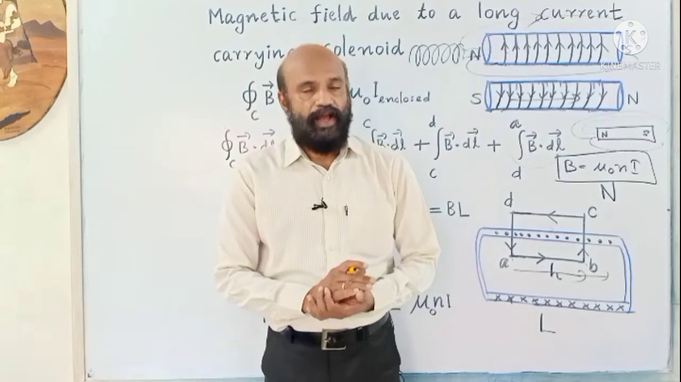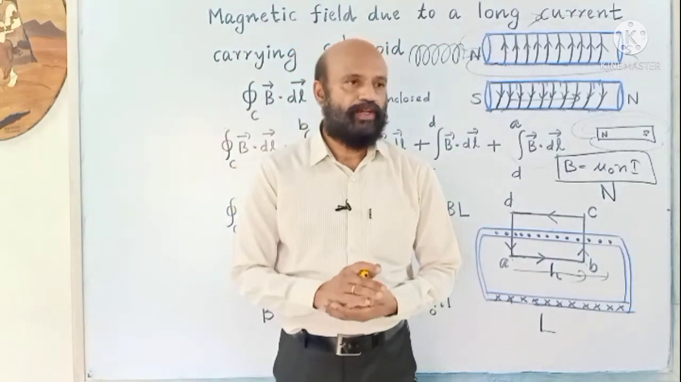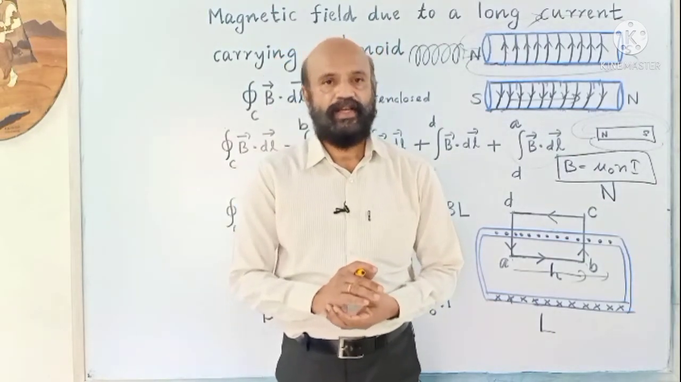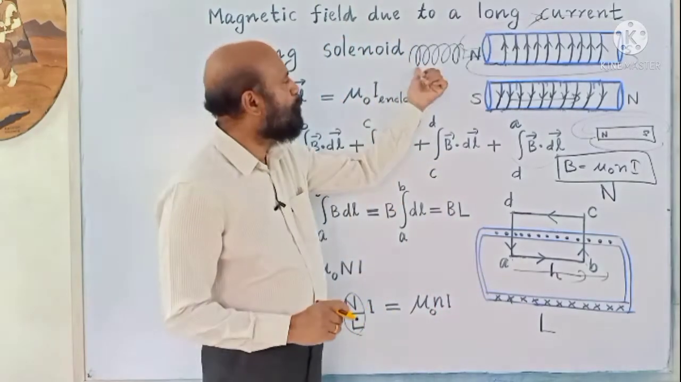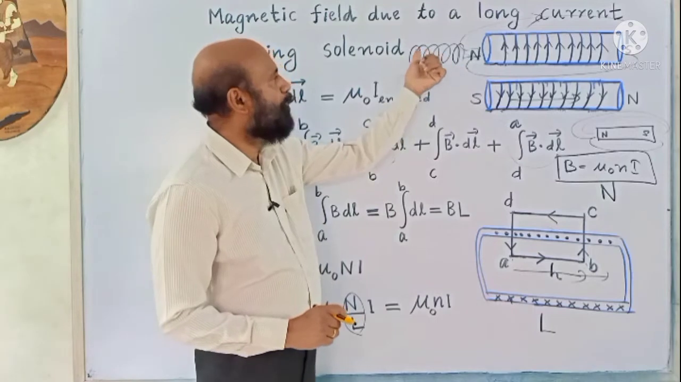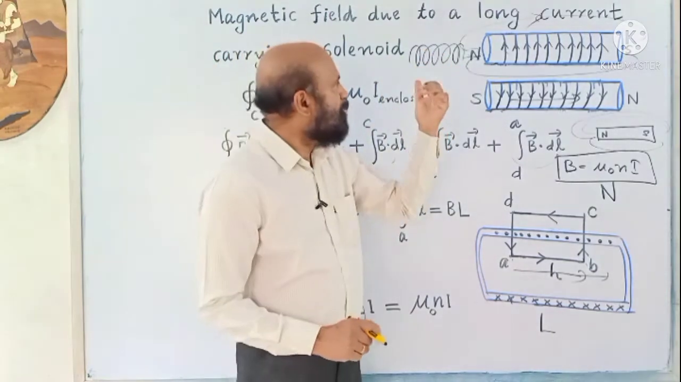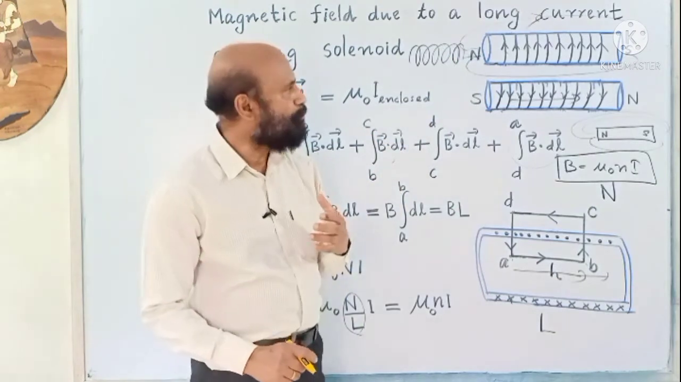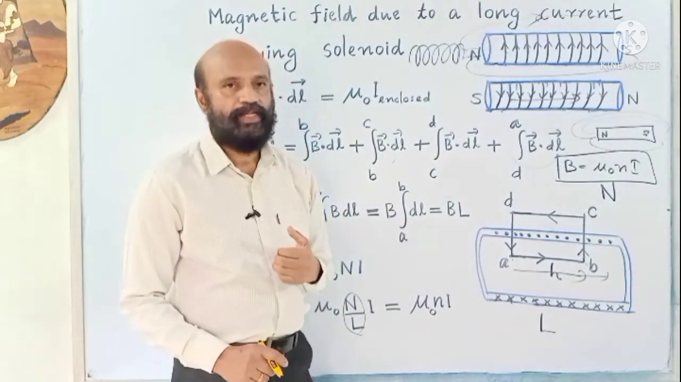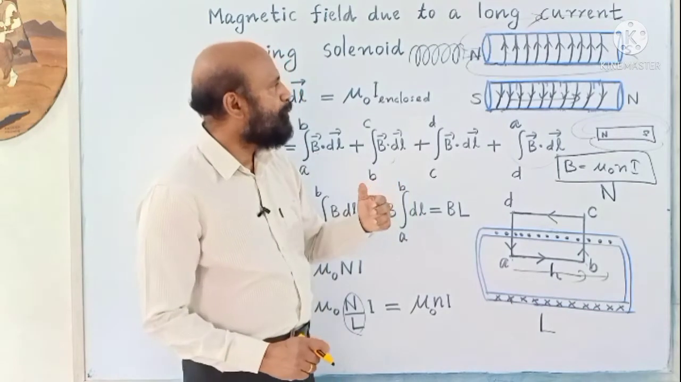In this video, I am going to explain magnetic field due to a current carrying solenoid. Solenoid is a long, closely wound coil. When there is an electric current, there will be a magnetic field. Direction of the magnetic field depends on the direction of the electric current.